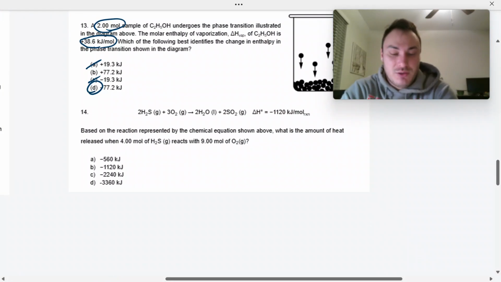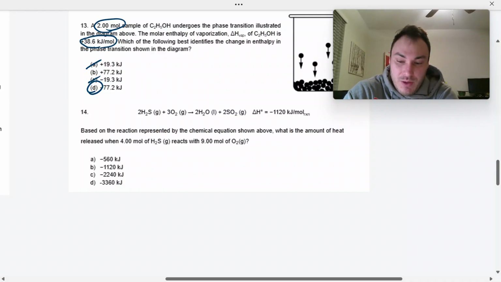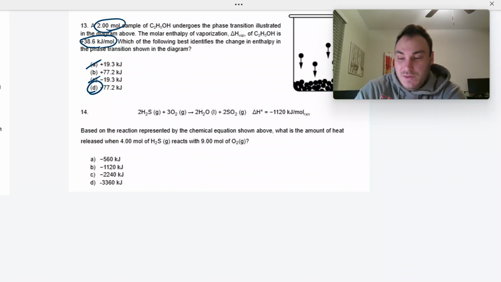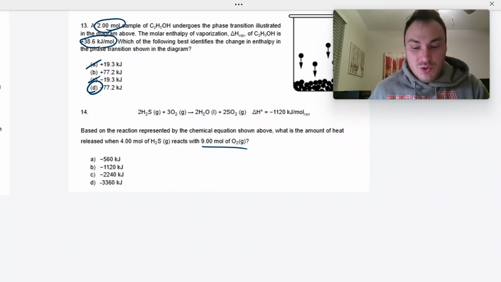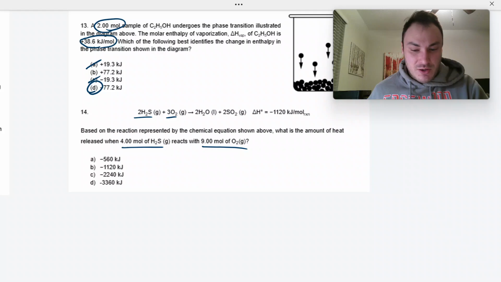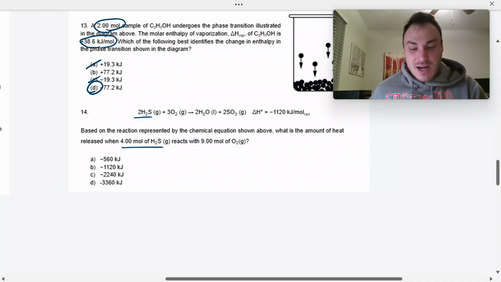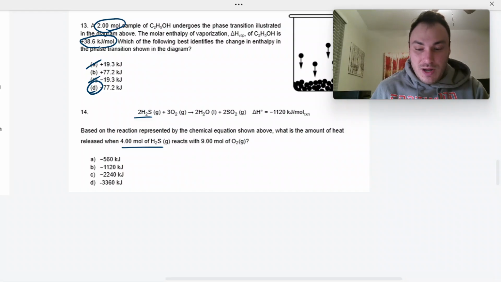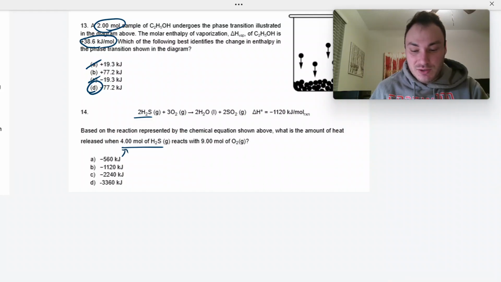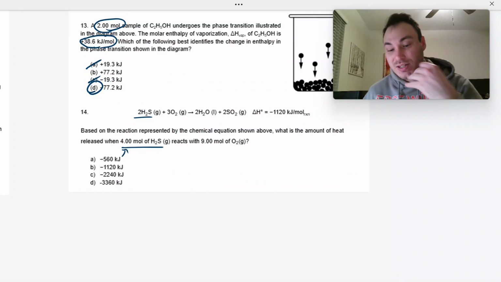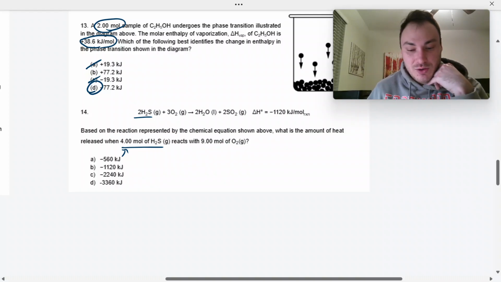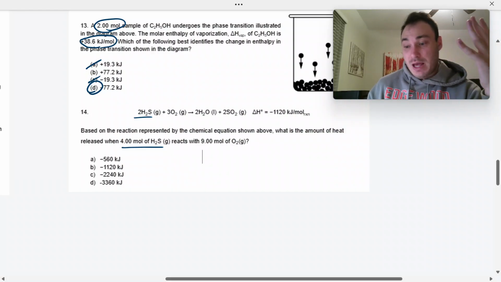All right, last question. Based on the reaction represented by the chemical equation shown above, what is the amount of heat released when 4 moles of H2S reacts with 9 moles of O2 gas? Okay, this one looks like a limiting reactant problem. We have 2 quantities of 2 different reactants, so we need to know what the limiting reactant is going to be first. Right away, I can see that the limiting reactant is going to be H2S. We can run through this reaction twice with 4 moles of H2S. We can run through this reaction 3 times, with 9 moles of O2. So H2S is going to run out first, but we can always just do the math to prove that as well.